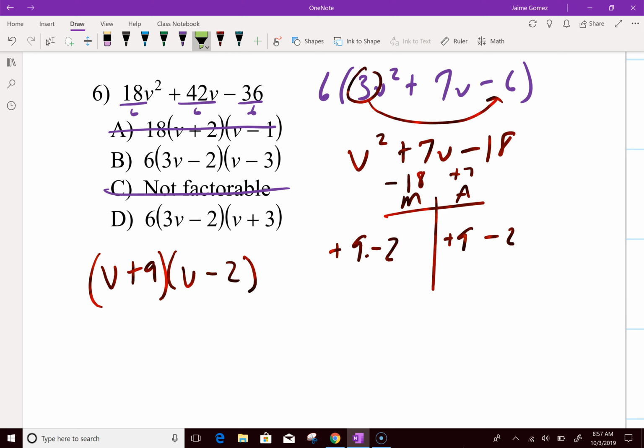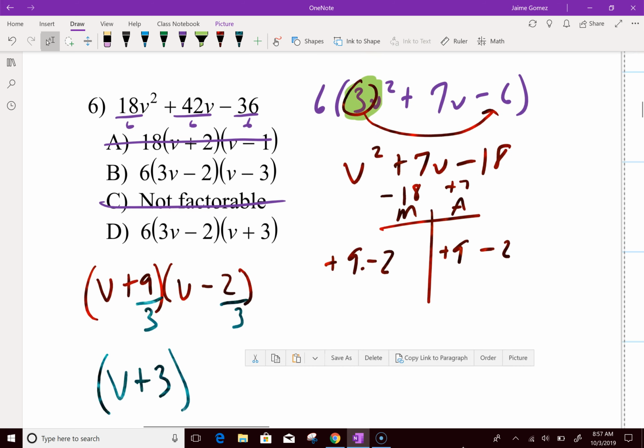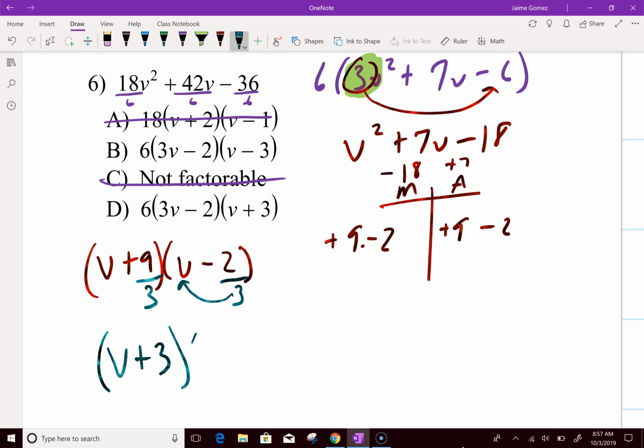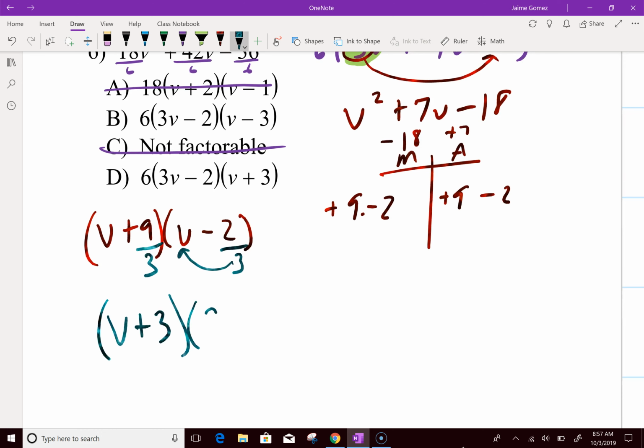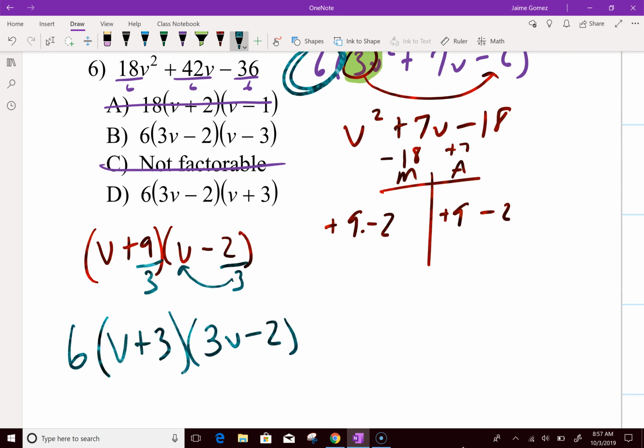But since we multiplied by this 3, you gotta divide by it. Divide by 3. 9 divided by 3 is a nice whole number. You cannot reduce 2 and 3, so you move it to the front. So it becomes 3v minus 2. And don't forget about this 6. Just bring it down. So v plus 3. And there it is. Number 6 on your test is 21v squared plus 30v minus 24.